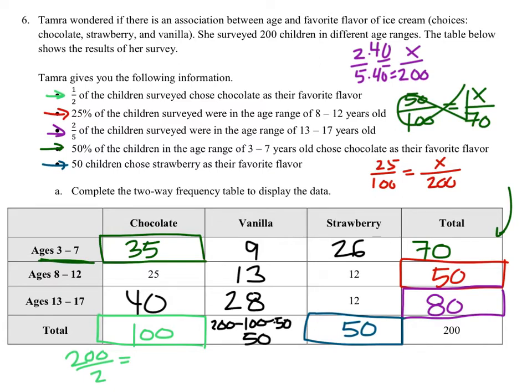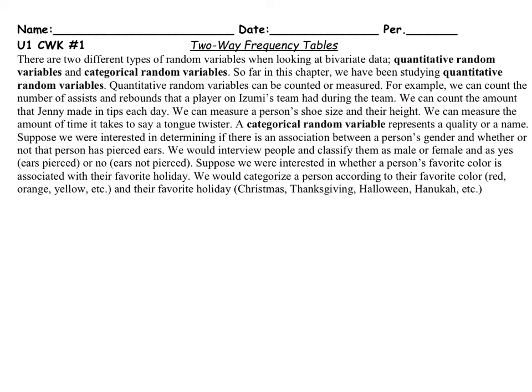This is a lesson for 8th grade on two-way tables and analyzing them as well. There are two different types of random variables when looking at bivariate data, so it's got two variables: quantitative random variables and categorical random variables.